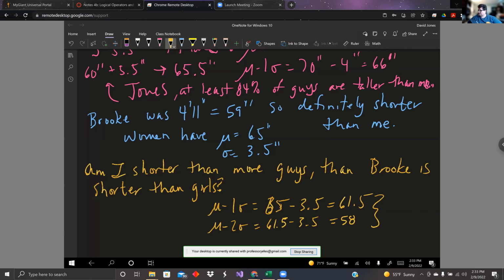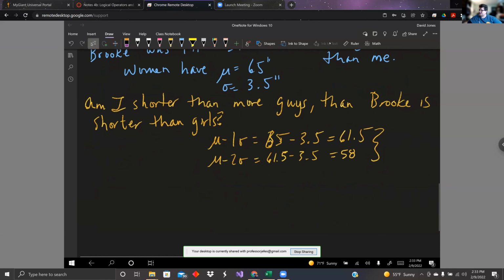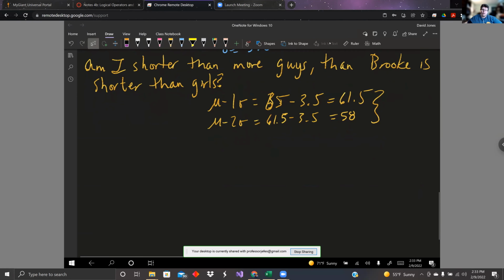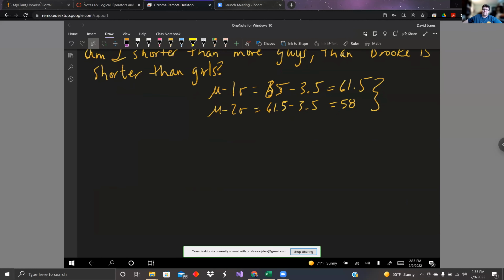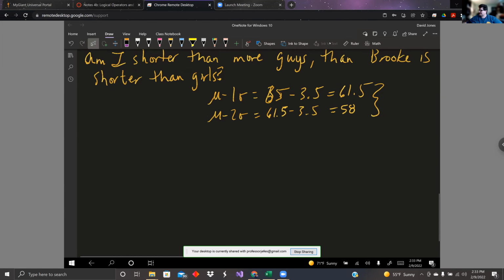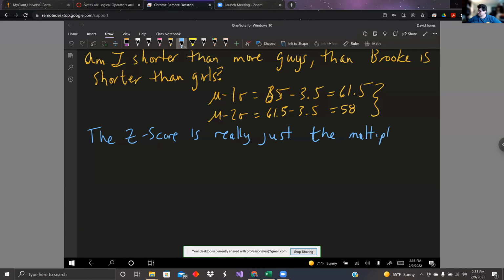So the way they do it is called the z-score. We can compare apples and oranges, so to speak, if we just get a common thread. And the common thread is called the z-score. The z-score is really just the multiplier on the standard deviations.